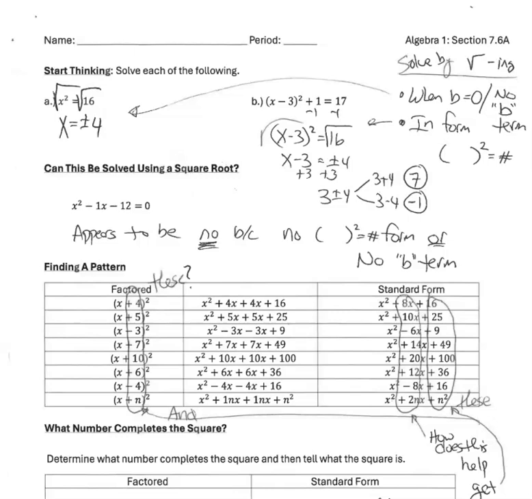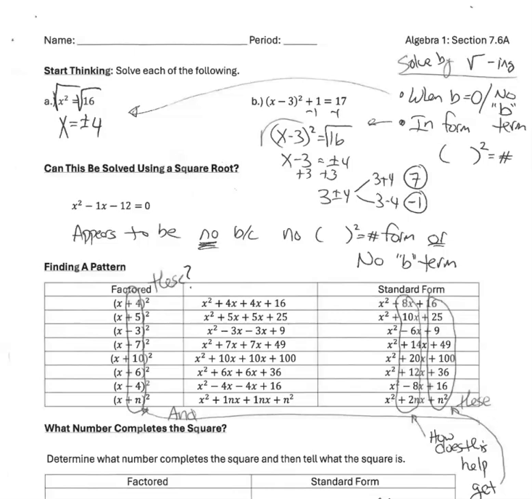So the next one says, can the following be solved by square rooting? And when you look at this, there is a b term, so can't do it because of that, and it is not in the form of something squared equals a number. So it looks like the answer is no, this cannot be solved by square rooting, and then you would go to factoring or solving by graphing. What we are going to learn today is when you have something in that form, you can actually mess with it and make it so that it is in the form of something squared equals a number. And it's this process that's called completing the square.